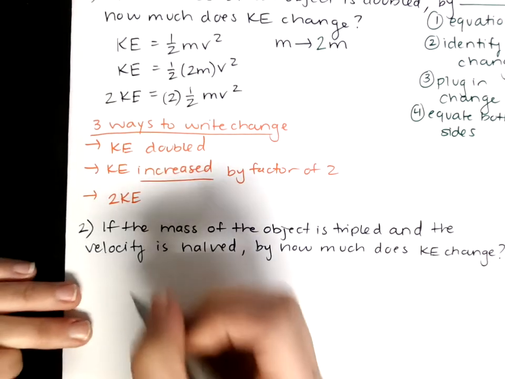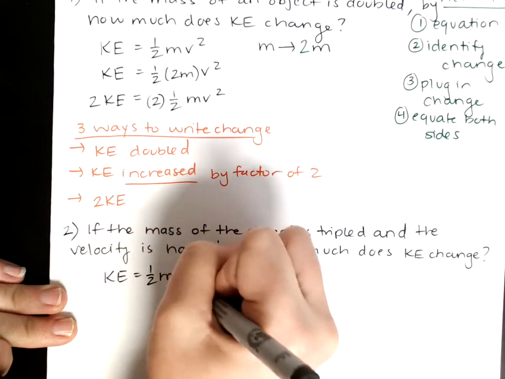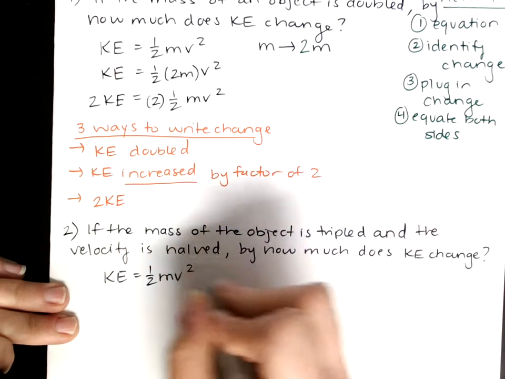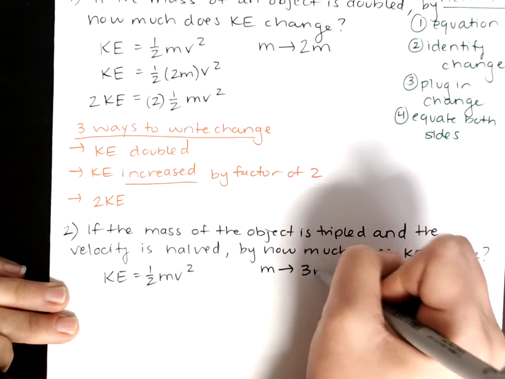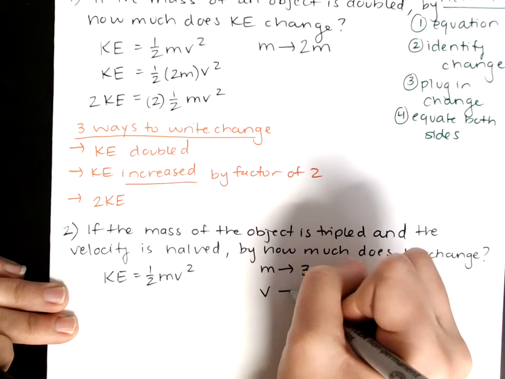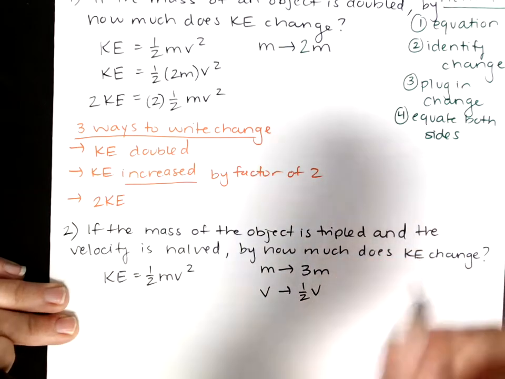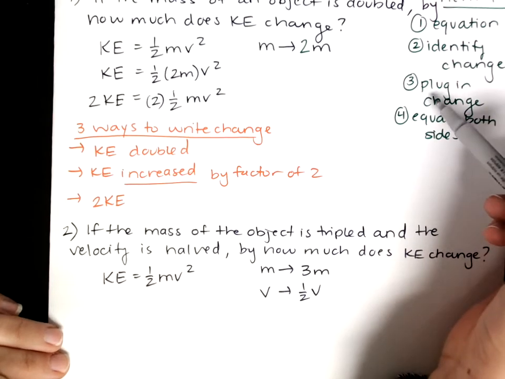So our equation is KE equals 1/2 mv squared. We have two changes now. Our mass is being tripled, so m is becoming 3m, and our velocity is being halved. So velocity is becoming 1/2 velocity. So our second step, we identified the change. Our third step, plug in the change.